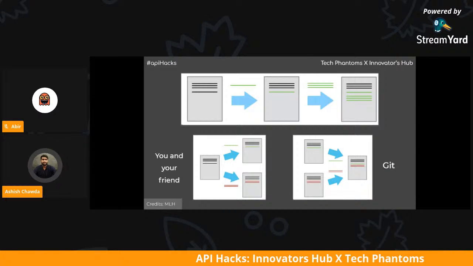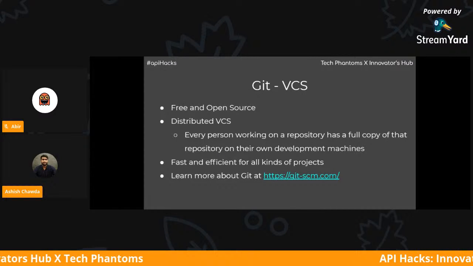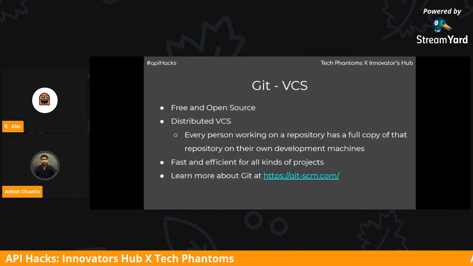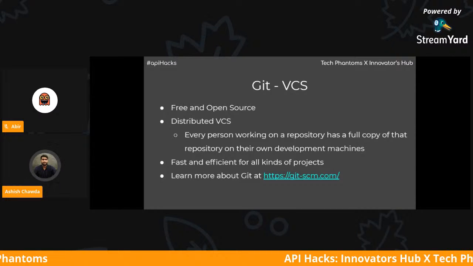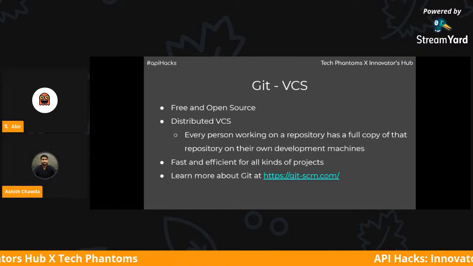And in our case, that VCS is Git. Okay, so we'll talk about Git more. Git is a software which is also called a version control system. Git is free and open source. You can download it from this website, git-scm.com.